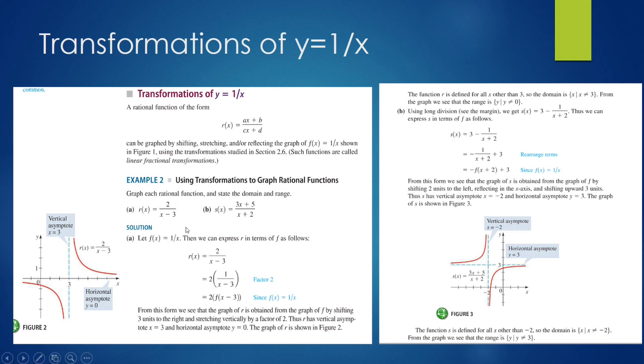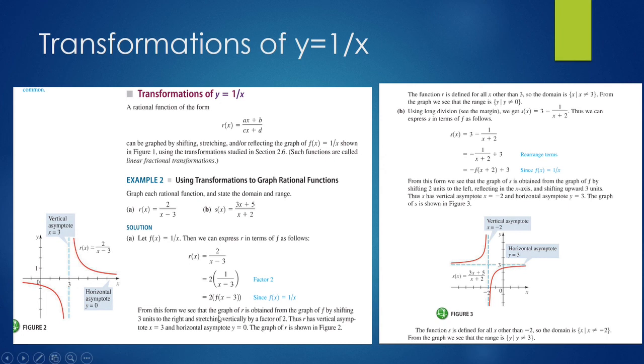So let's look at example 2a. The original function is f of x equals 1 over x. That's our rational function. We can express that in terms of r for f as follows. So we've got 2 over x minus 3, and then we can factor out the 2, meaning what's left, we have 1 over x minus 3, and that is the function evaluated at x minus 3.